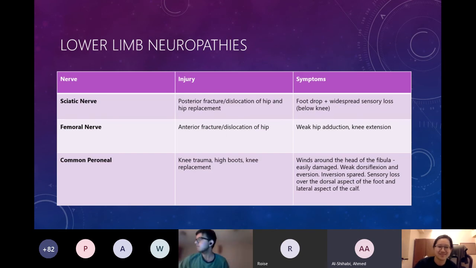Lower limb. What are the three main nerves we think about in the lower limb? Yeah, three main nerves where things can go wrong in the lower limb. Femoral, perfect. Sciatic, very good. And the last one. I'm going to ignore superior gluteal. Common peroneal, perfect, yeah. So this is kind of why nerve roots are important.